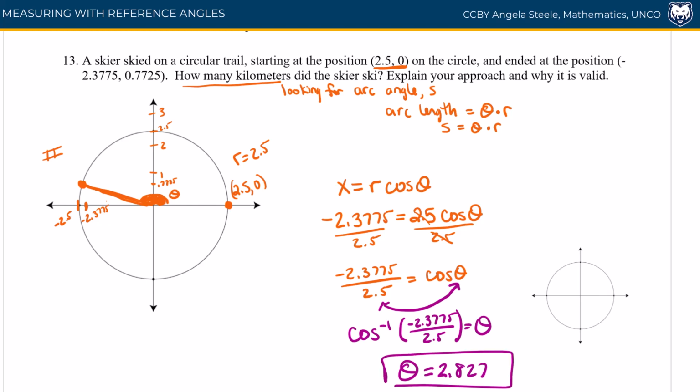2.827. When we get this answer, we do not need to do anything with a reference angle because we use the cosine, and remember our cosine gives us a value in quadrant 2. If we had used the sine function, then yes, we would have had to do a reference angle because the sine function would have given us an answer in quadrant 1, and so then we would have had to do the reference angle.